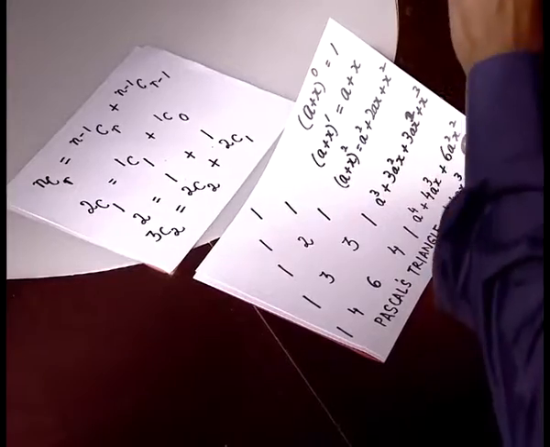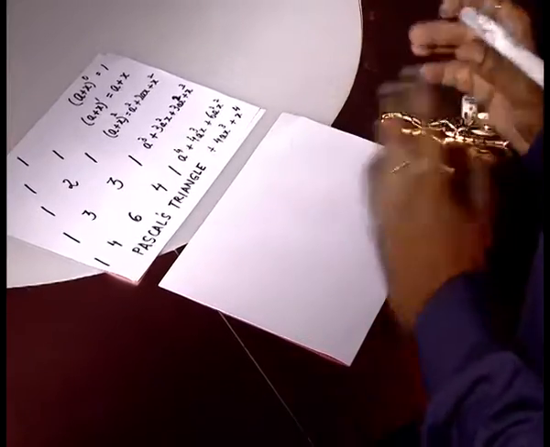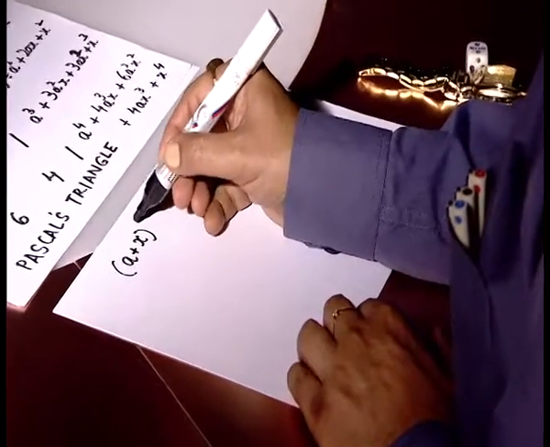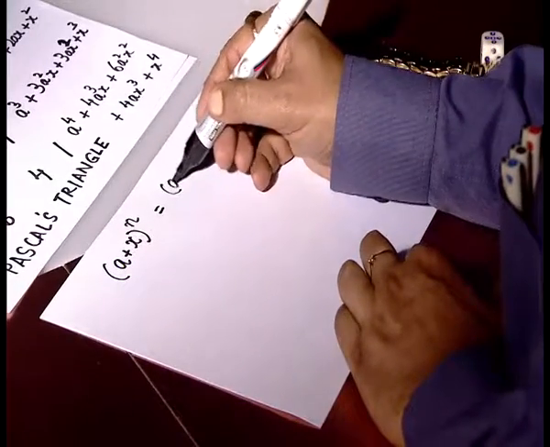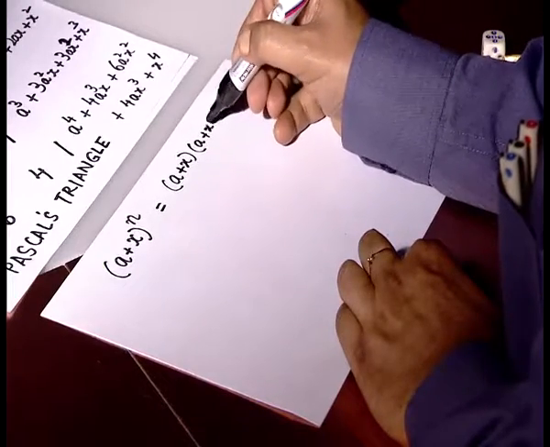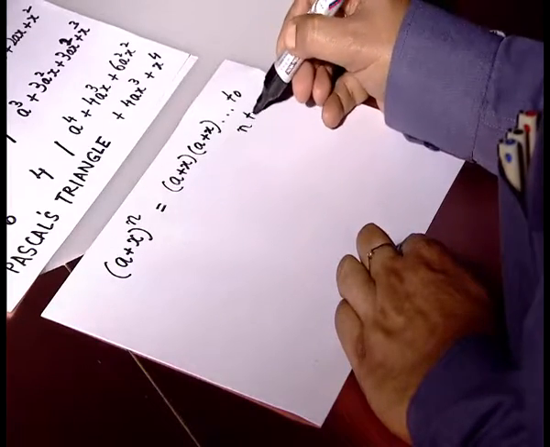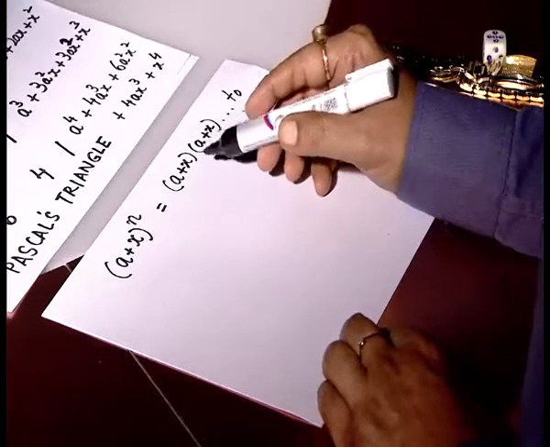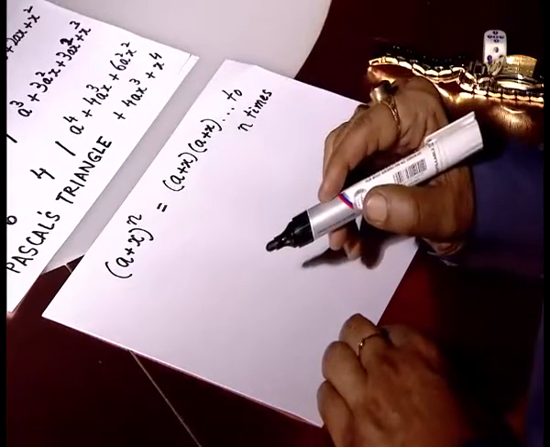But what we will see finally, how this can also be obtained by way of pure reasoning. See, a plus x whole to the power of n, that is what we have to determine, is a plus x into a plus x and so on up to n times. So, there are n brackets and each bracket contains a and x, a ones and x ones.